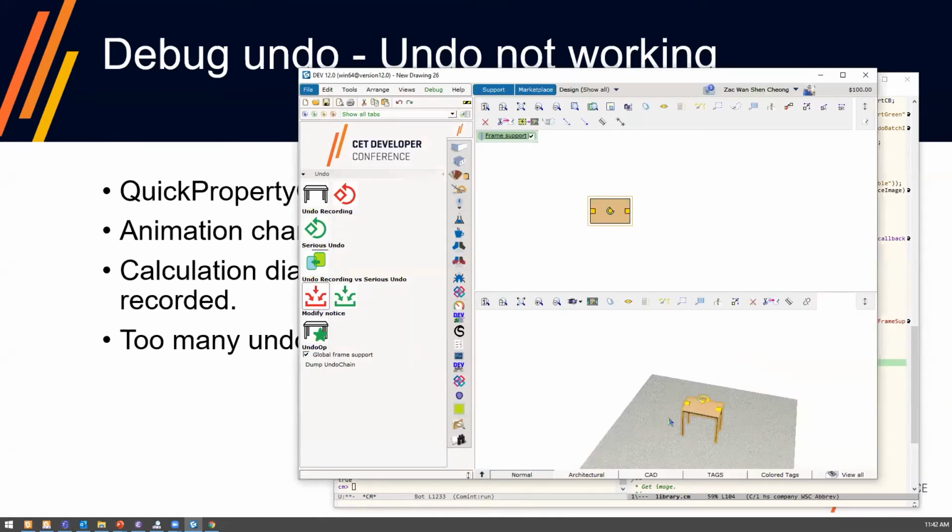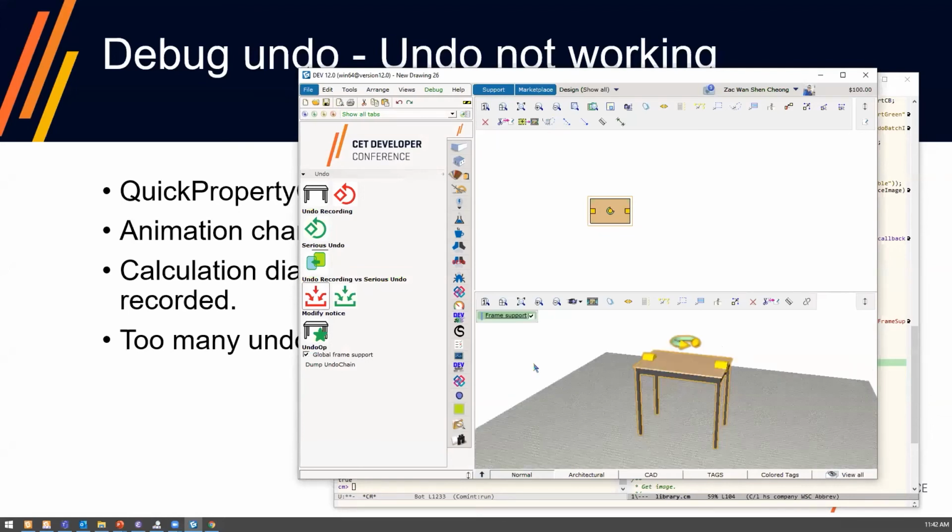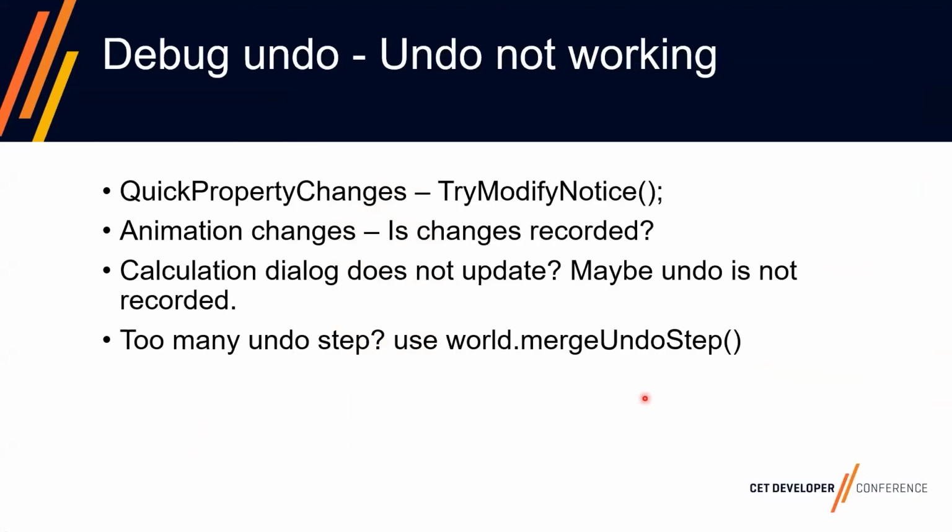Okay, and then now it originally came with the bracket and 100, and you see that the price is changing. Something you can look at when the calculation dialog is not happening when you do certain actions is to check the undo. It might not be recording.